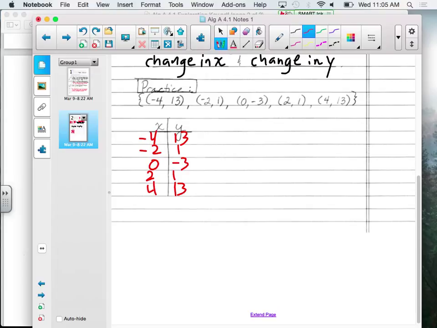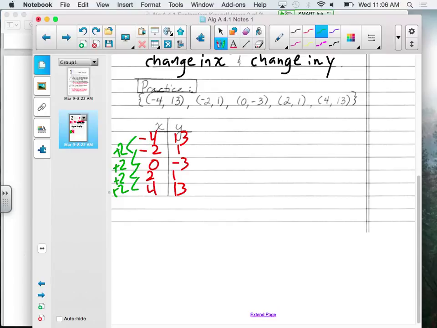Tori, what are we doing in the x column? If we go from -4 to -2, what are we doing? Adding. Right. So we're adding 2. And the next one, adding 2. Next one, adding 2, and the last one, we're probably going to add 2.